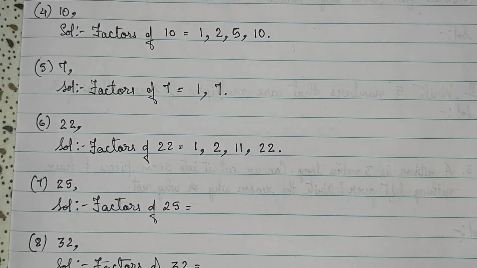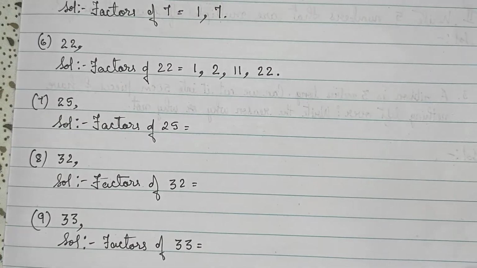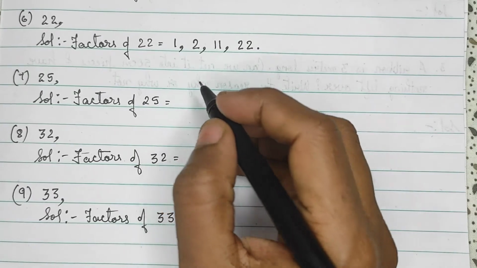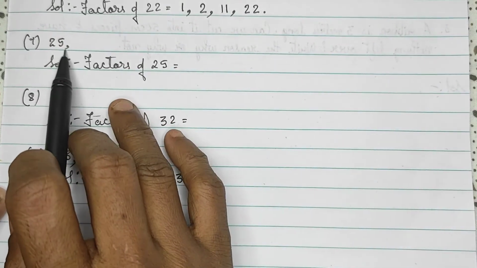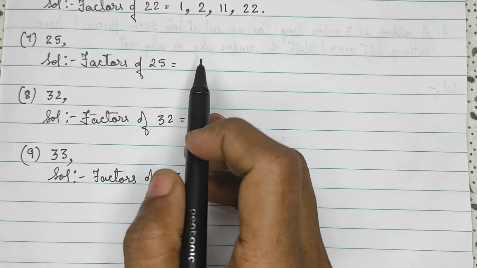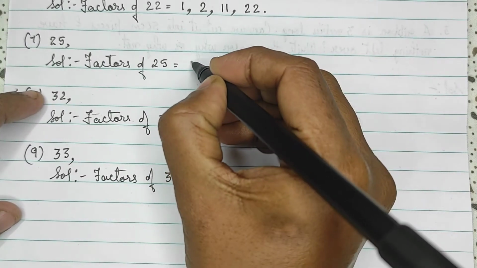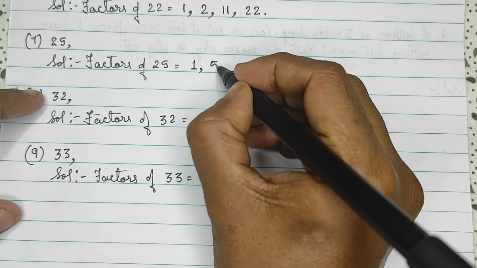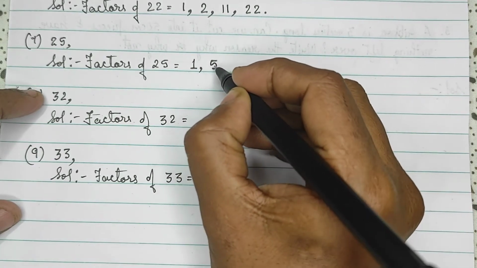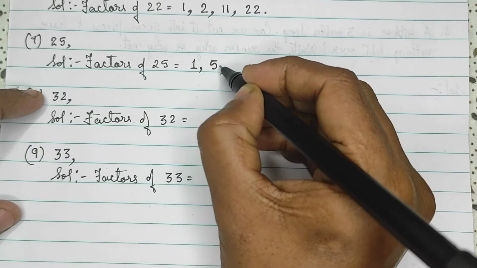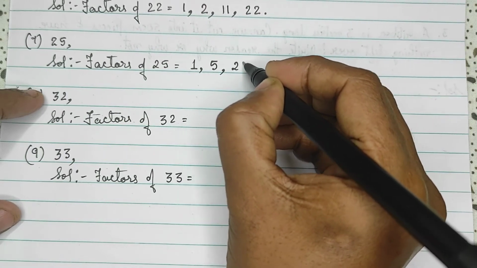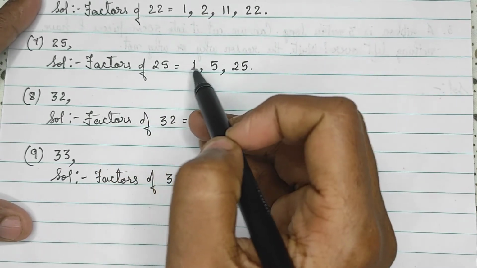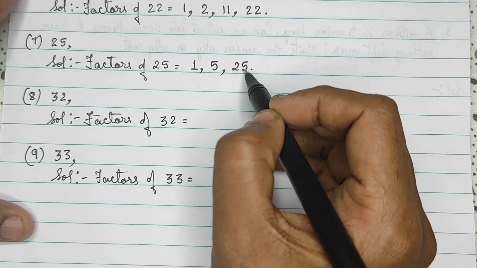Okay. Now 25. Factors of 25. So 25 is divisible by table 1 and then 5 5s are 25. So since 5 5s are 25, we will write only 1 time 5 and then directly 25 1s are 25. So factors of 25 are 1, 5 and 25.